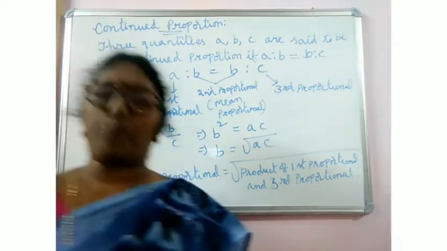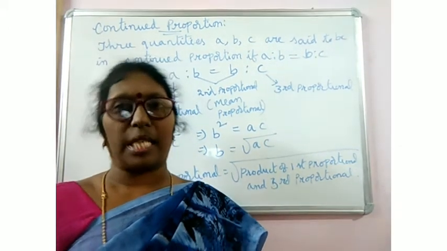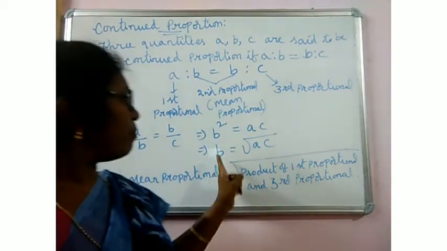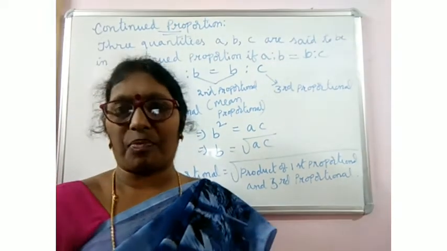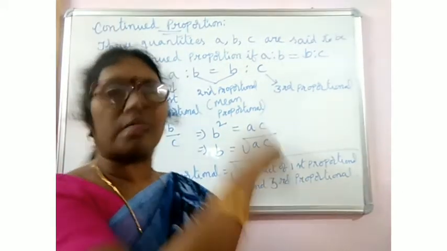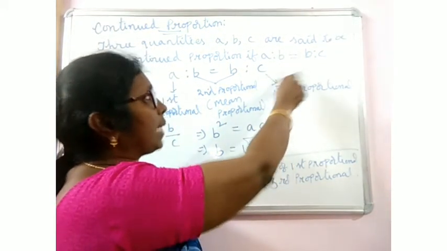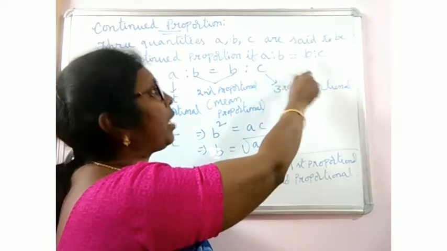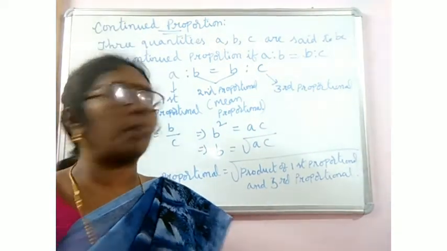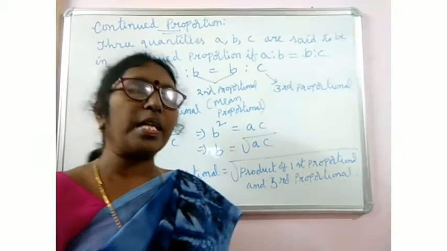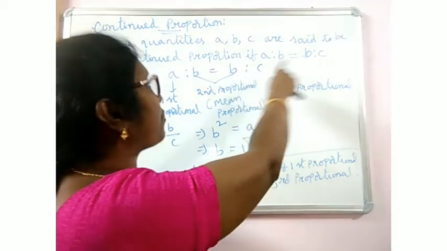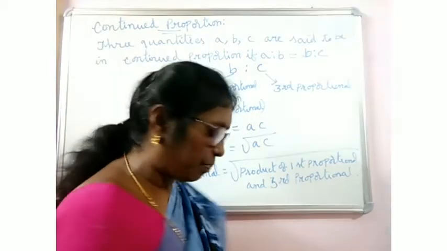So, if it is proportion, AD is equal to BC. If it is continued proportion, B square is equal to AC. That is because here B is a continuation. You are getting B here, and B here also. Whereas in ordinary proportion you won't get that. Here B repeats.